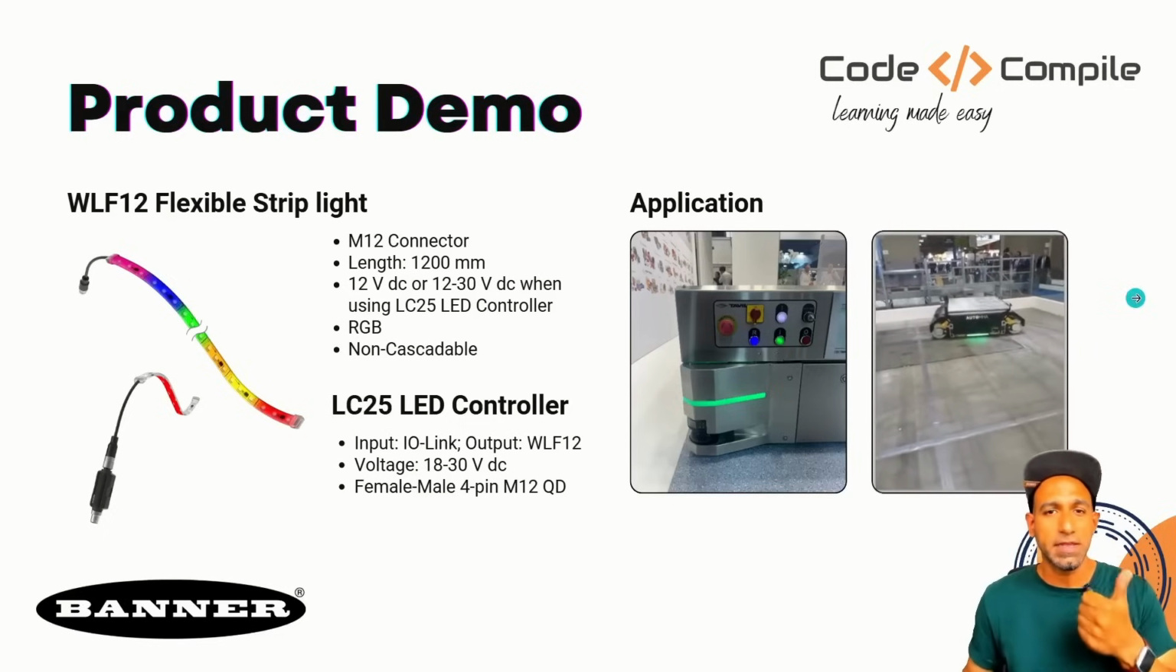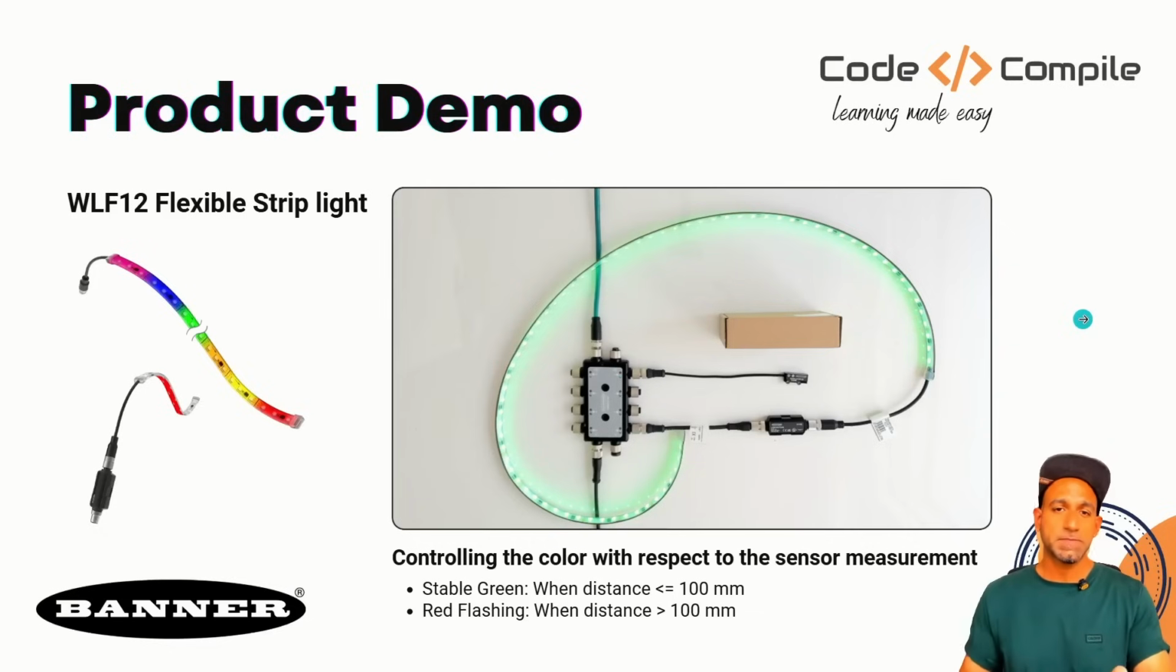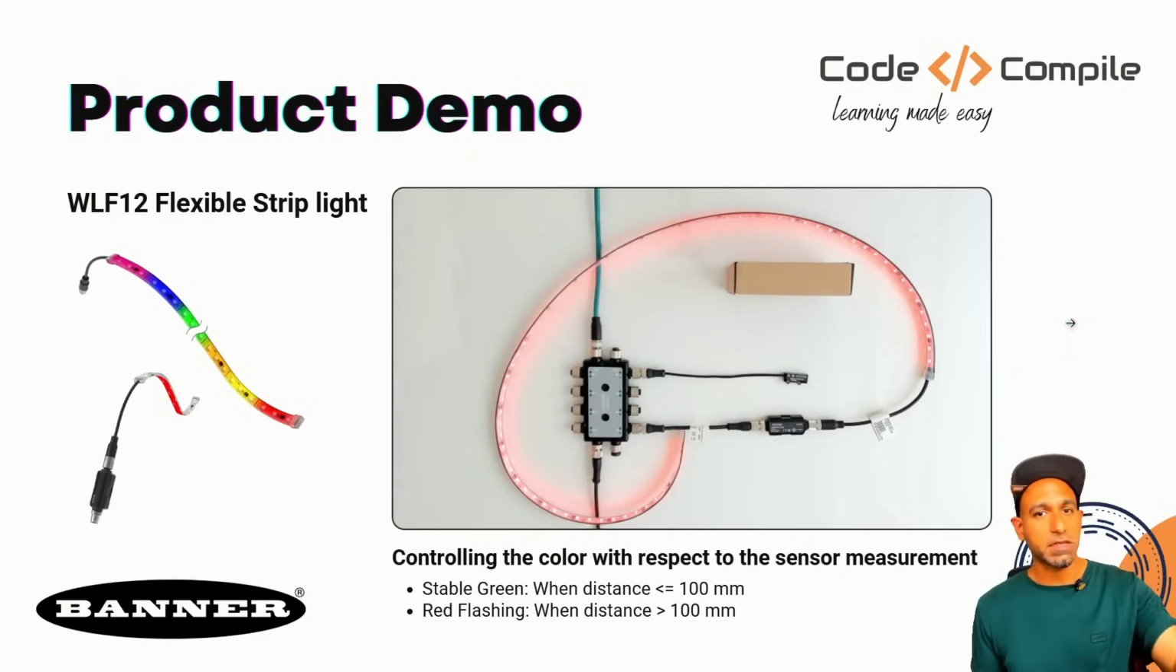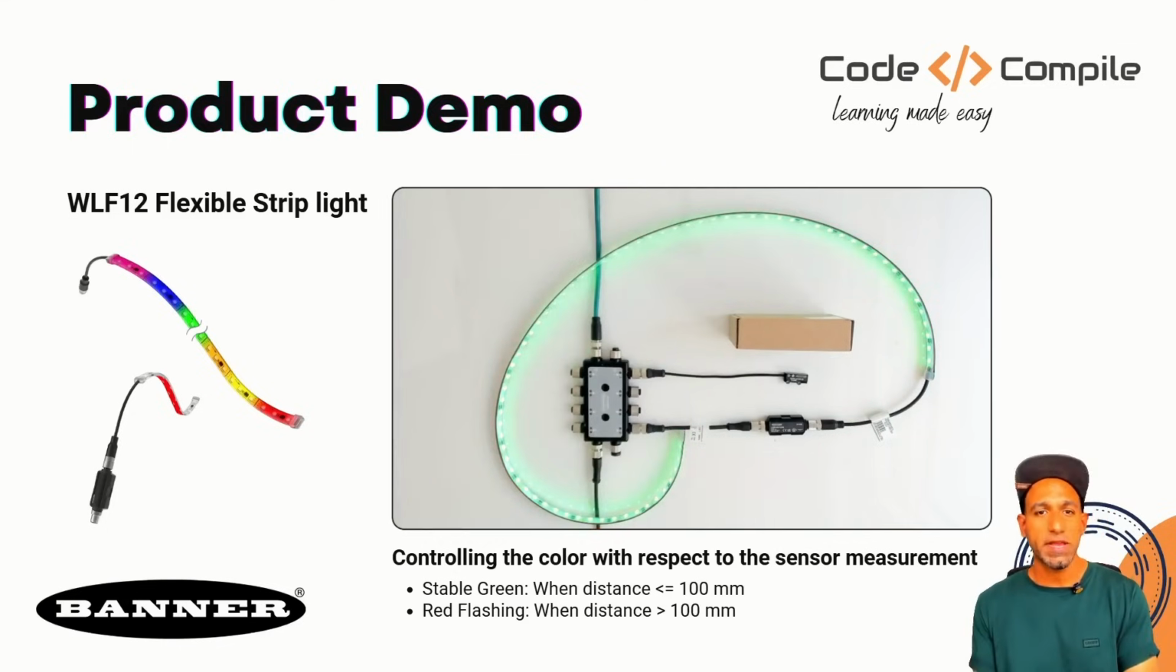So you can imagine different zones. So let me show you a small example for that. So I've also created an example using the sensor here. So the sensor is measuring the distance between the box and the sensor. As the box is being moved, the color of the light will change. You can see that now it's blinking red. Okay, so this is just a tiny example. You can do multiple ways to control this flexible strip light.